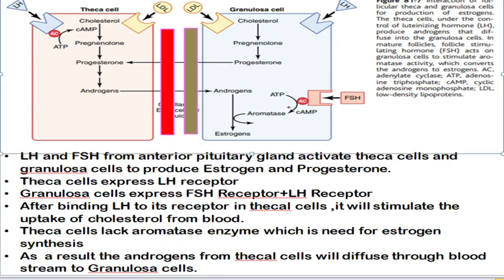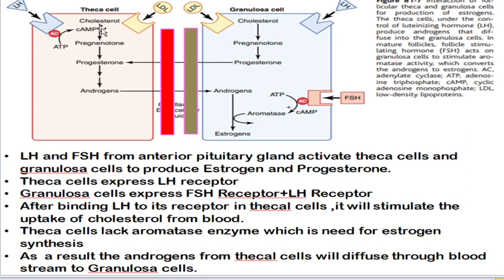So thecal cells have an LH receptor. Here you can see where the LH hormone will bind, whereas granulosa cells express both the FSH receptor and the LH receptor. Okay, so here you can see both the FSH receptor and LH receptor are present. After the binding of luteinizing hormone to the LH receptor present on the thecal cell, it stimulates the uptake of cholesterol from the bloodstream. So from the bloodstream the LDL will bind to a receptor.